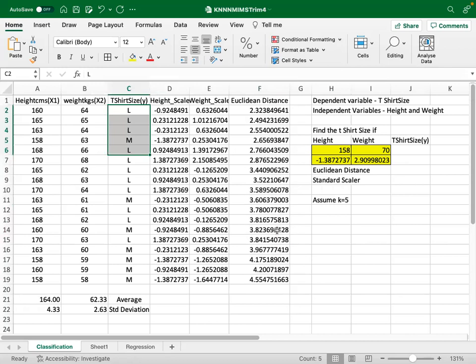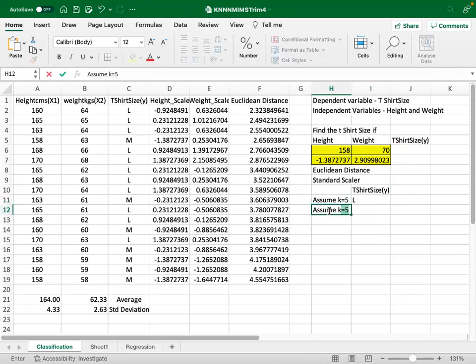Majority voting: 4 to 1, 4 L to 1 other. So majority voting says the t-shirt size, if you assume K is equal to 5, is L. If you assume K is equal to 3, the top 3 distances are L, so it will be L only.